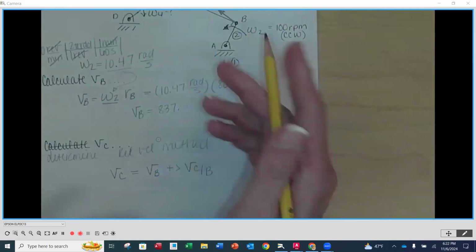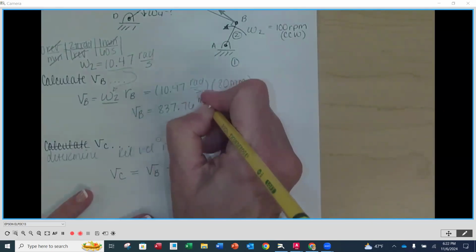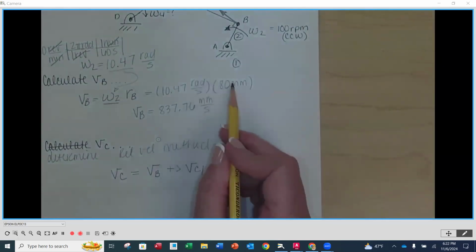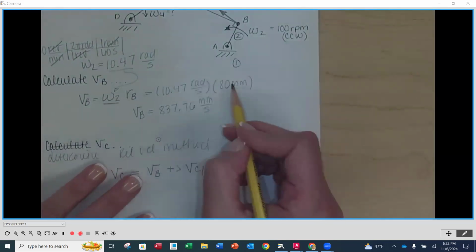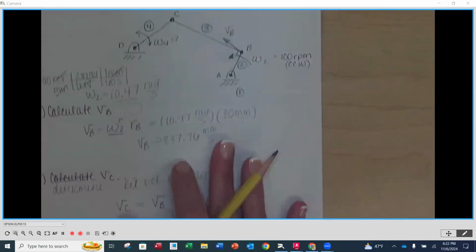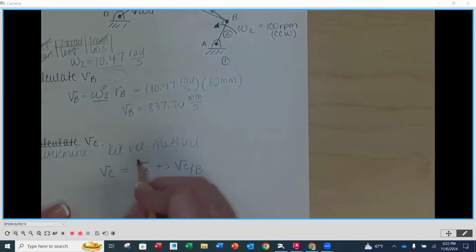837.76 millimeters per second. So when we multiply radians times millimeters, because this is like over 1 here, the radians drop out. Okay. So now that we know the magnitude of B and we know its direction, we can put 2 check marks on top here, right? Because we know VB is fully defined.